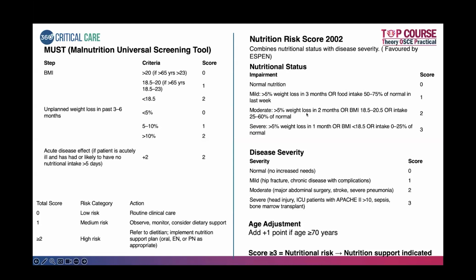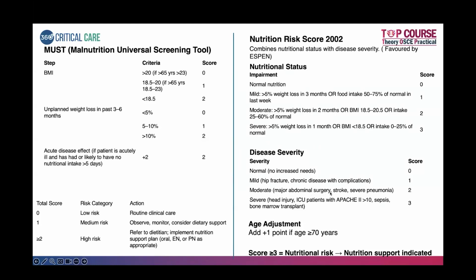Moderate is more than 5% weight loss in 2 months, or BMI between 18.5 to 20.5, or intake of 25 to 60% of normal. And severe is more than 5% weight loss in 1 month, or BMI less than 18.5, or intake of 0 to 25% of normal. All right, so you have a score of 0, 1, 2, and 3. And for disease severity, you have normal, mild, moderate, and severe. Normal is no increased needs. Mild is like hip fracture or chronic disease with complications.